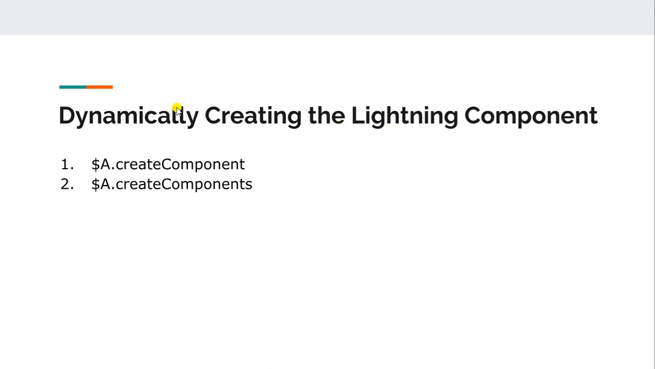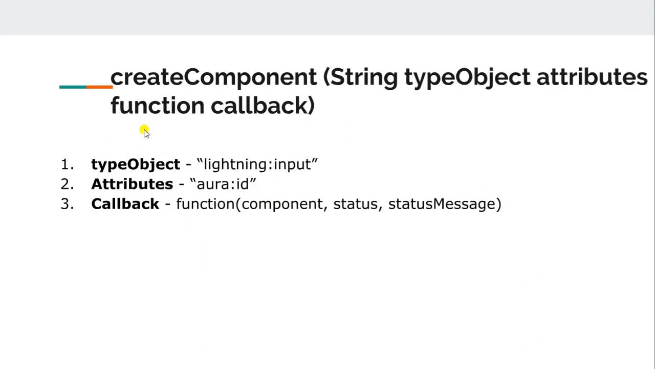So for dynamically creating lightning components, we have two methods under a utility class that is called $A. One is $A.createComponent for creating a single component if you want to create only one component at once. And the second one is $A.createComponents, by which we can create multiple components at once. Let's say if you want to create more than one input in a single go, you can use the second option, that is $A.createComponents. So let's see how it works.